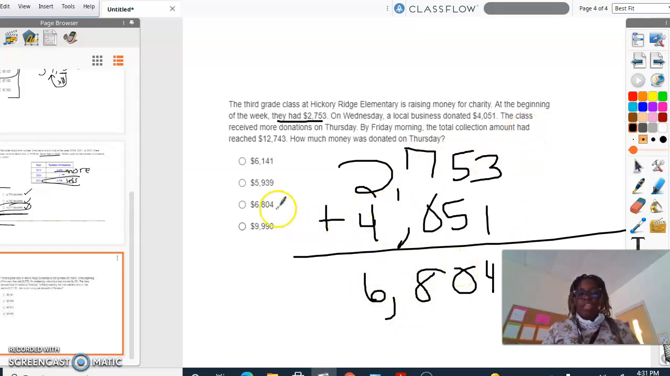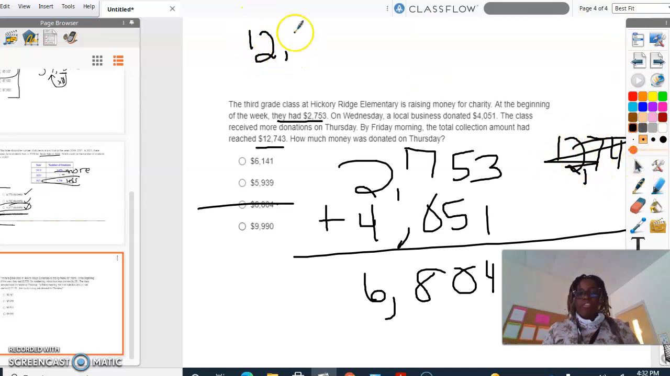No, I didn't finish reading it. Even though I see this answer, does not mean that's the answer. So the class received some more donations, but we don't know how much more. By Friday morning, the total collection amount had reached 12,743. How much was donated on Thursday? So it reached 12,743. I'm going to put it right here. What do I need to do to figure out how much was donated on Thursday?